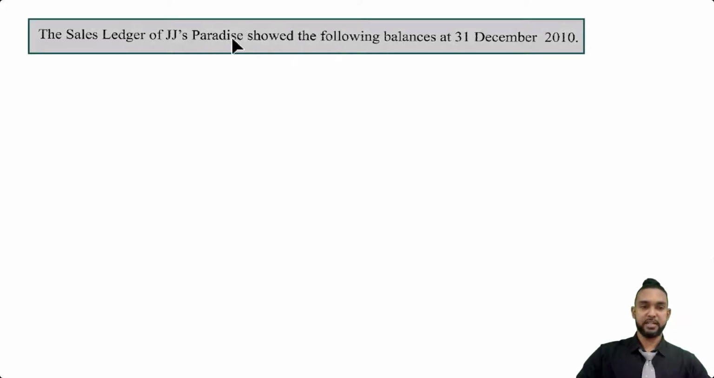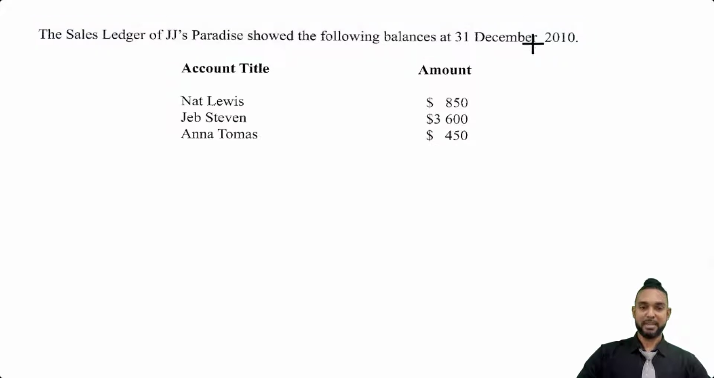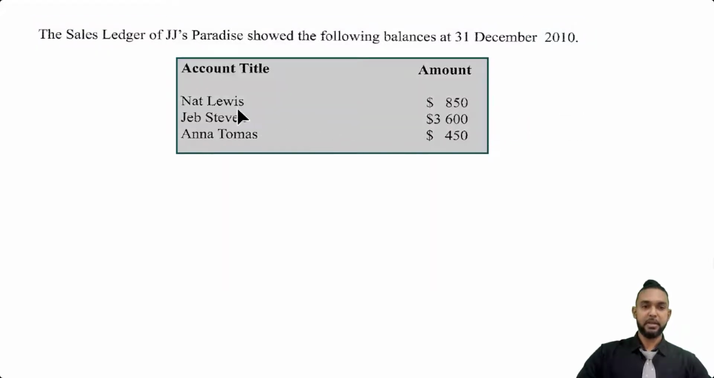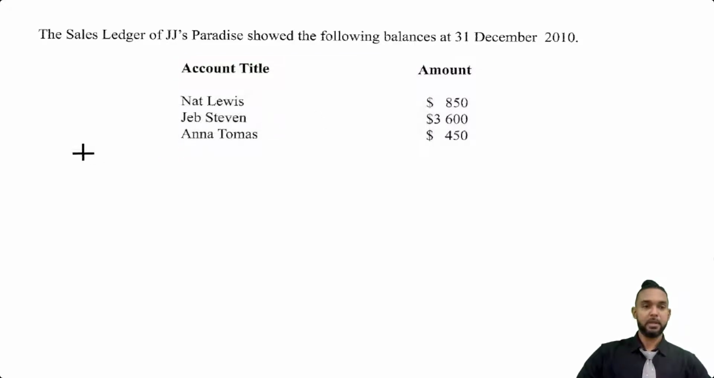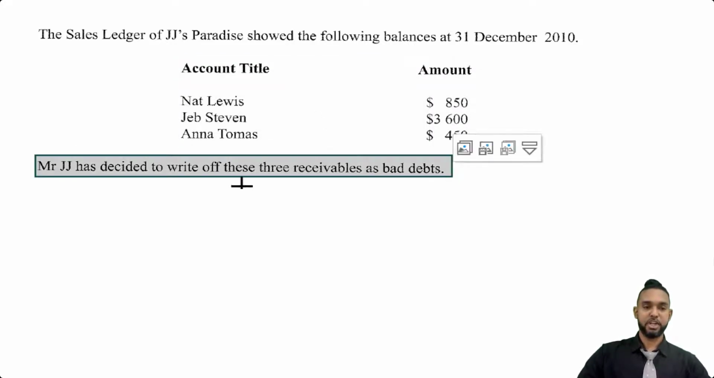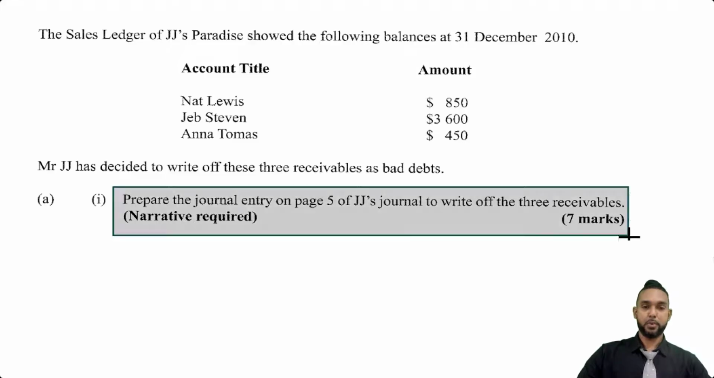Okay, so they are telling us that the sales ledger of JJ's Paradise showed the following balances at 31st December 2010. So we have three items here. Nat Lewis, 850, Jeb Stephen, 3,600, Anna Thomas, 450. Now, they go on to tell us that Mr. JJ has decided to write off these three receivables as bad debts. We are required to prepare the journal entry on page 5 of JJ's journal to write off these three receivables.